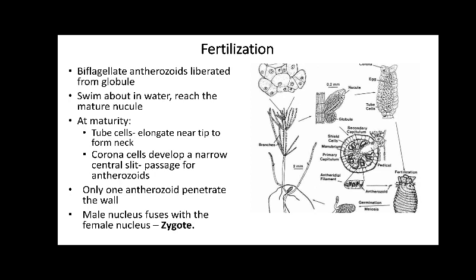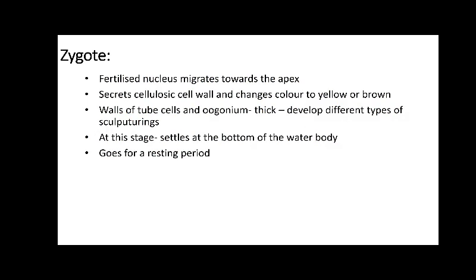At maturity what happened is tube cells elongate near tip to form neck. Tube cells unexposed ആയിട്ട് ടിപ്പിലേക്ക് വളരും. Corona cells they move apart and produce a central slit or passage for the anthrozoids. Only one anthrozoid penetrates the wall and male nucleus fuses with the ovum to form the zygote. Zygote is the fertilized nucleus.